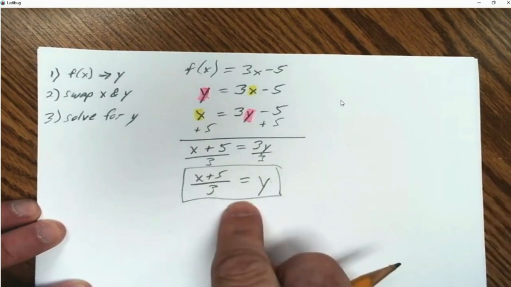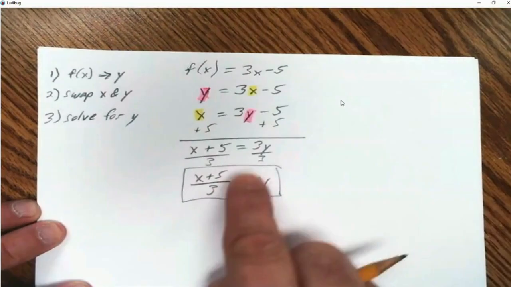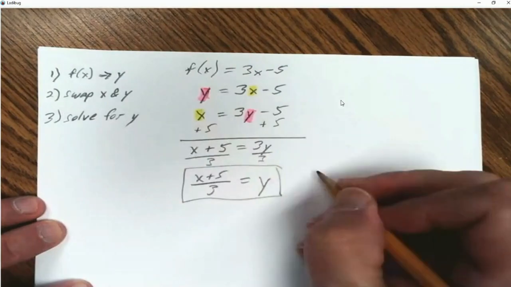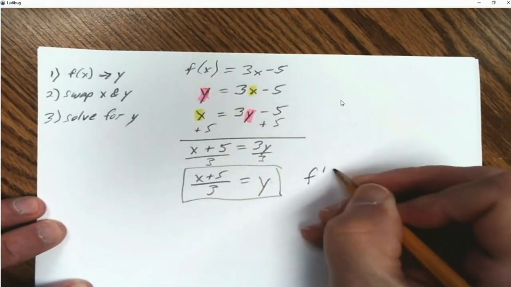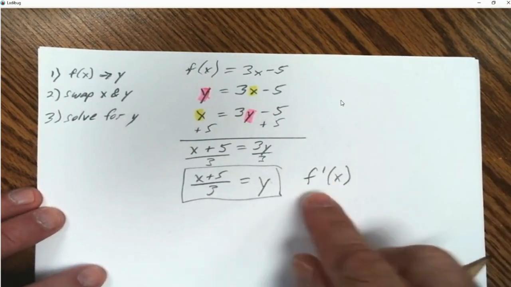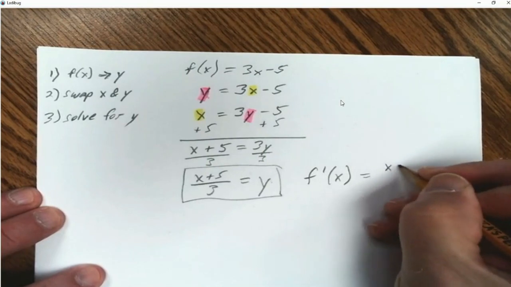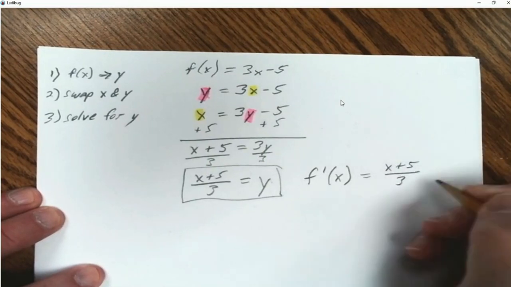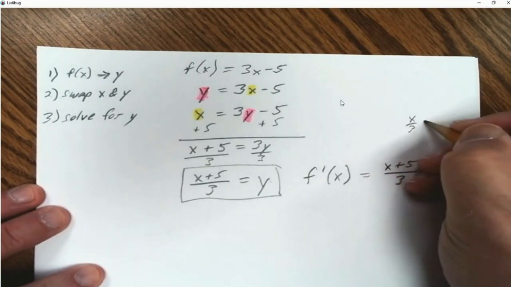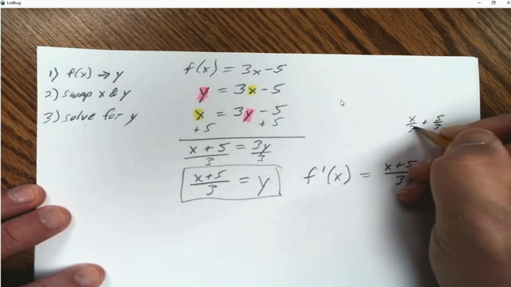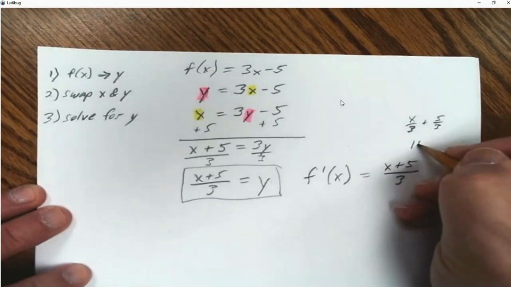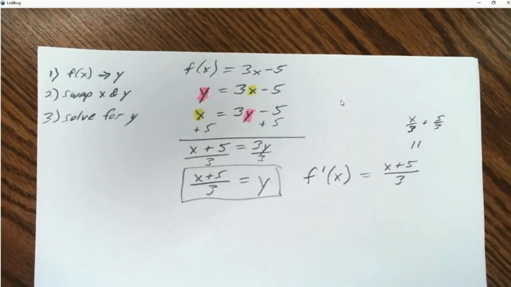So this is the inverse of this. 3x minus 5, x plus 5 divided by 3. In function notation, we write that this way. We put a little apostrophe up there, and this means inverse function. So the inverse function is x plus 5 divided by 3. You can write this as x over 3 plus 5 over 3. That's the same thing. These are equal to each other.